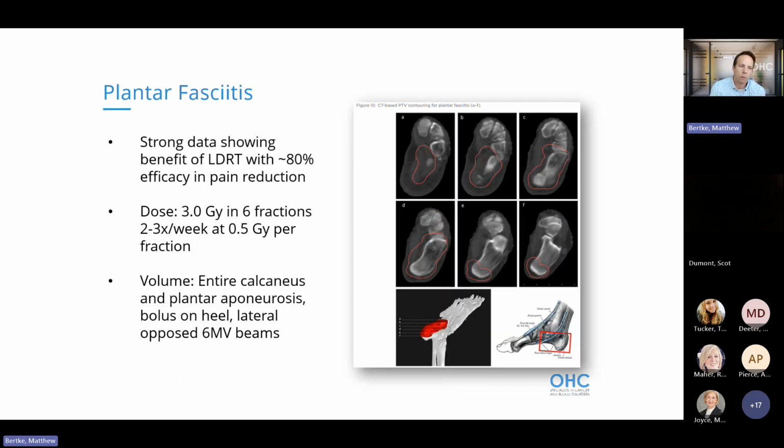Just a quick note on plantar fasciitis. There's also strong data showing benefit for radiation, potentially even stronger than the osteoarthritis data, with a similar thought process behind it for decreasing inflammation and a similar type of treatment arrangement.